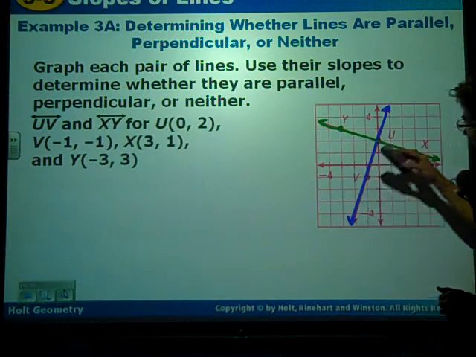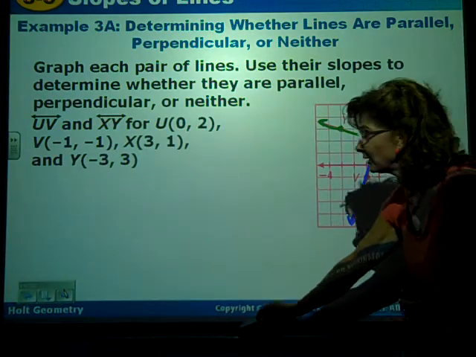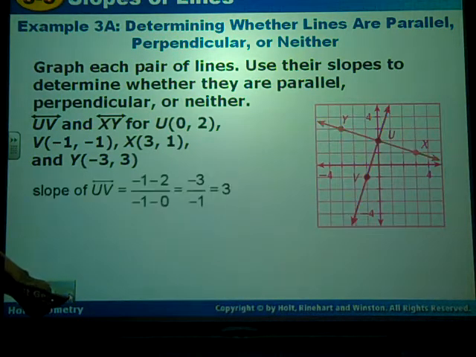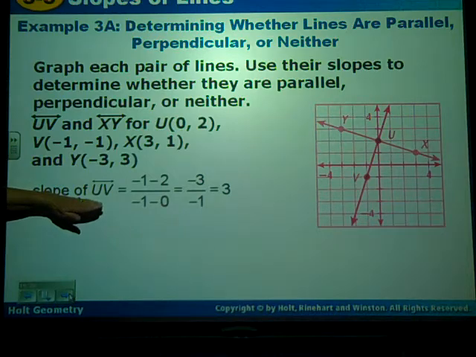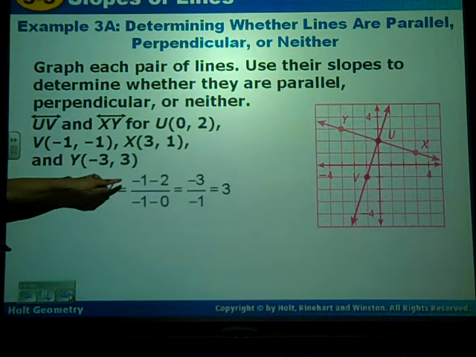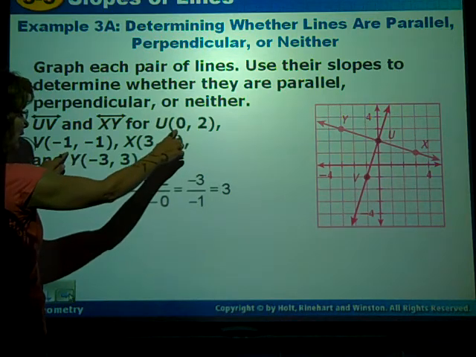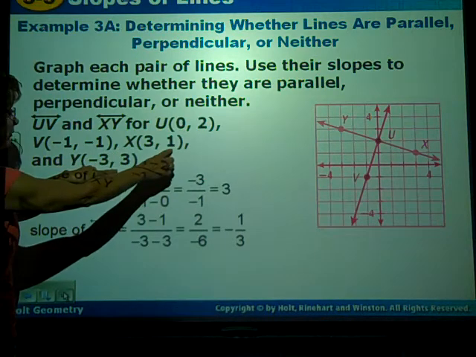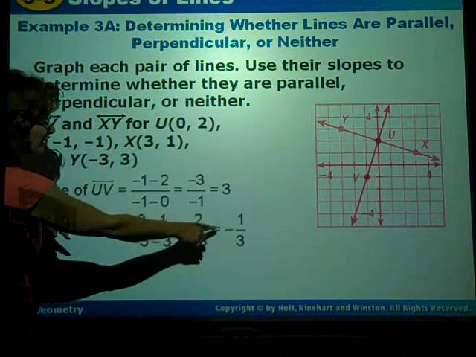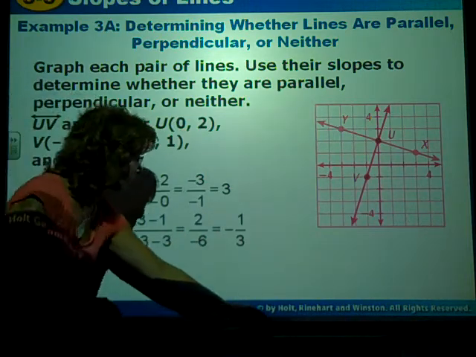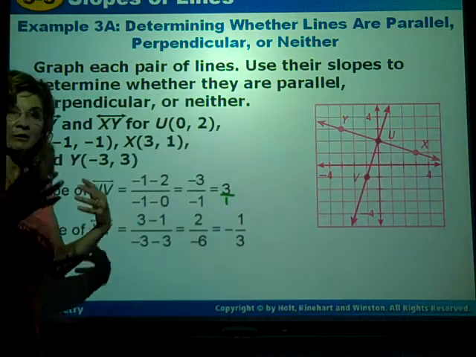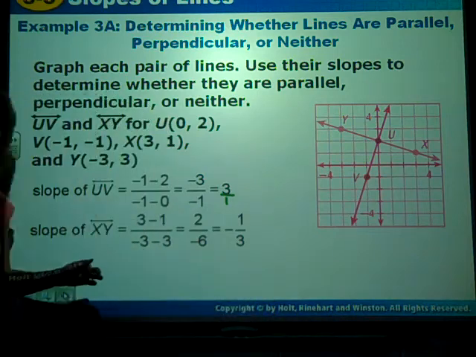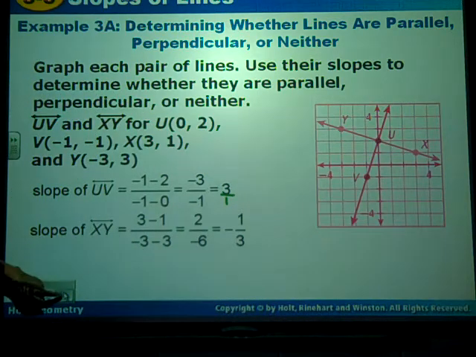You know, perpendicular if you can put a corner in there. But you need to check them. You need to use the slope formula and make sure they're opposite reciprocals. So UV, and you need to label them too when you're doing your work. The slope of UV: you put in -1 minus 2 over -1 minus 0, and you end up with 3. Then you find the slope of XY: 3 minus 1 over -3 minus 3, and you get -1/3. If you think about 3 over 1, because anytime you've got a whole number you can put 1 under it, and -1 over 3, they are indeed opposite reciprocals, so you say they're perpendicular lines.